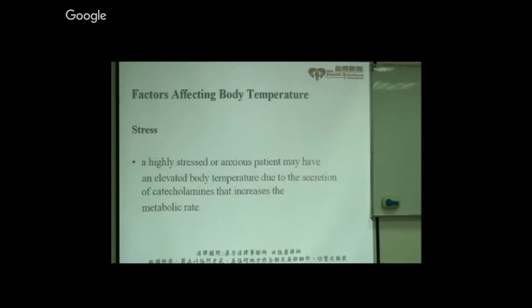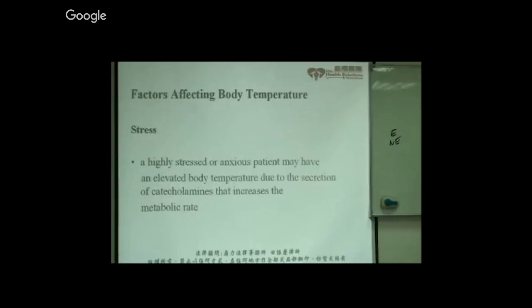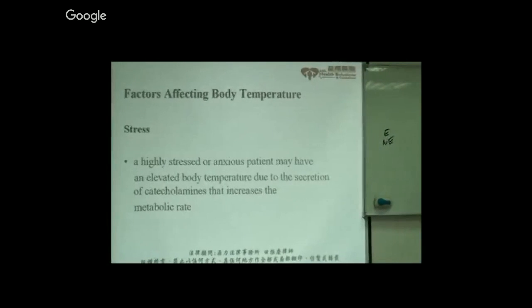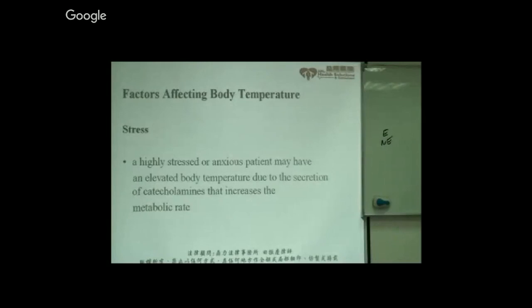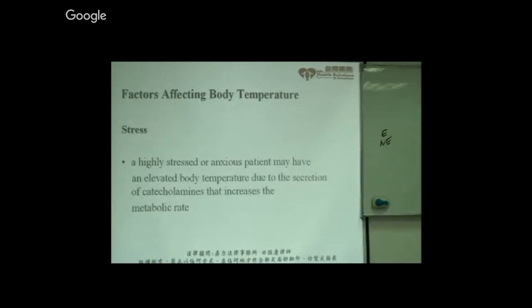What do you mean by catecholamines? Your epinephrine and norepinephrine. We call them catecholamines. So expect that if the patient is stressed or nervous, the body temperature is increased because of the secretion of catecholamines, which increases the metabolism.